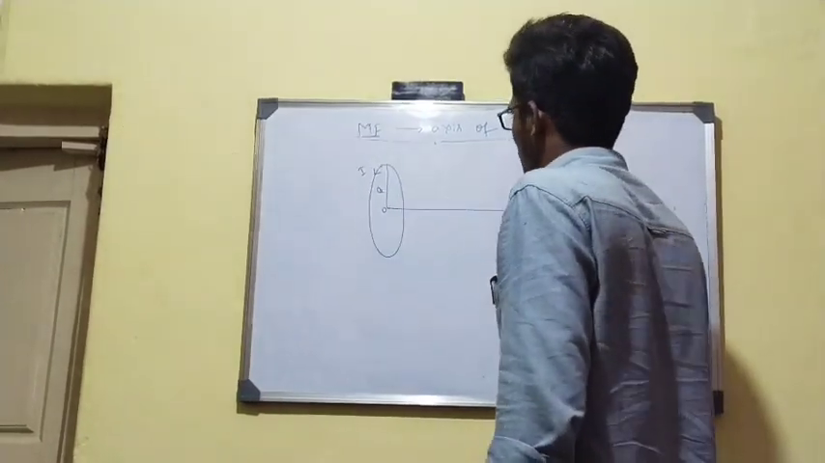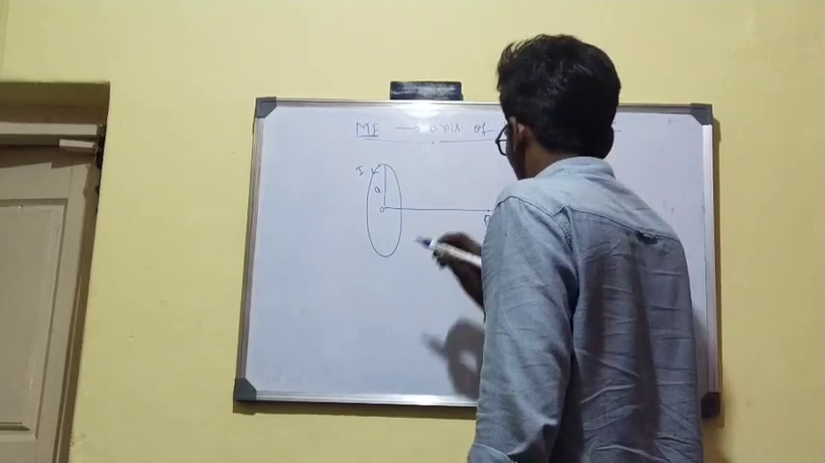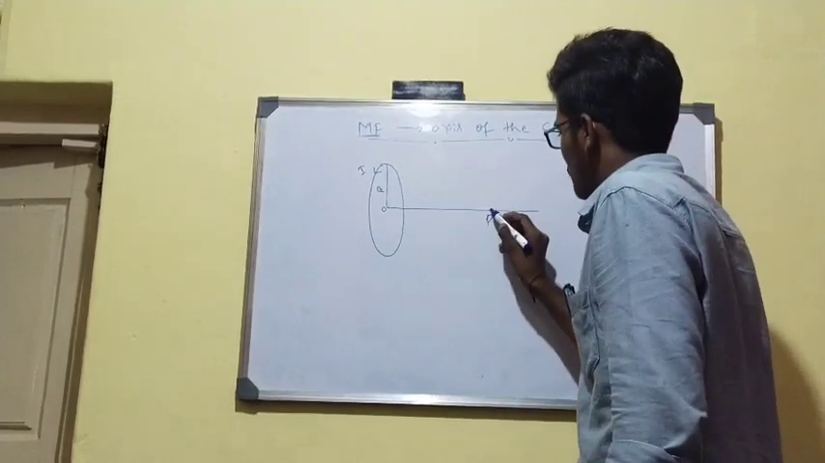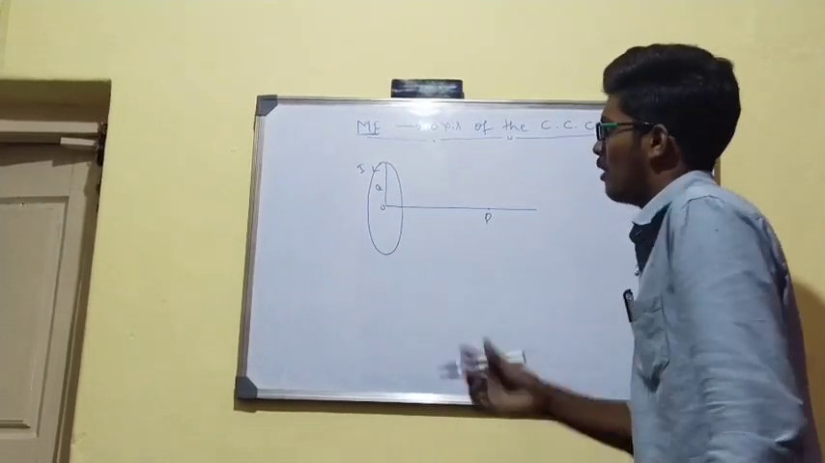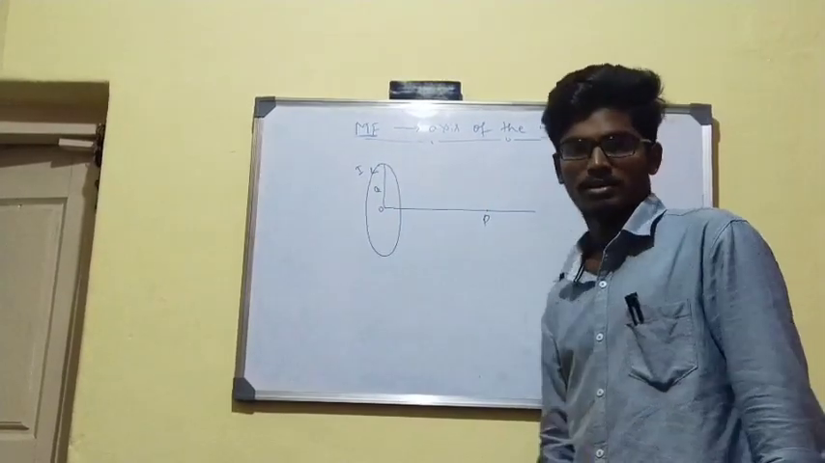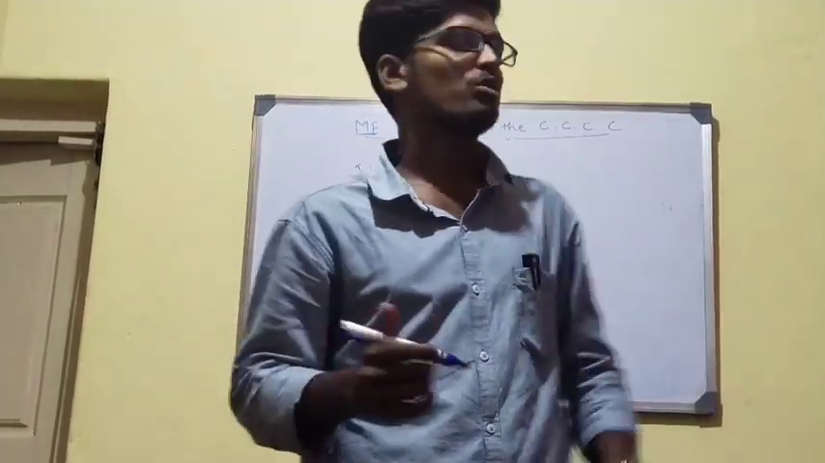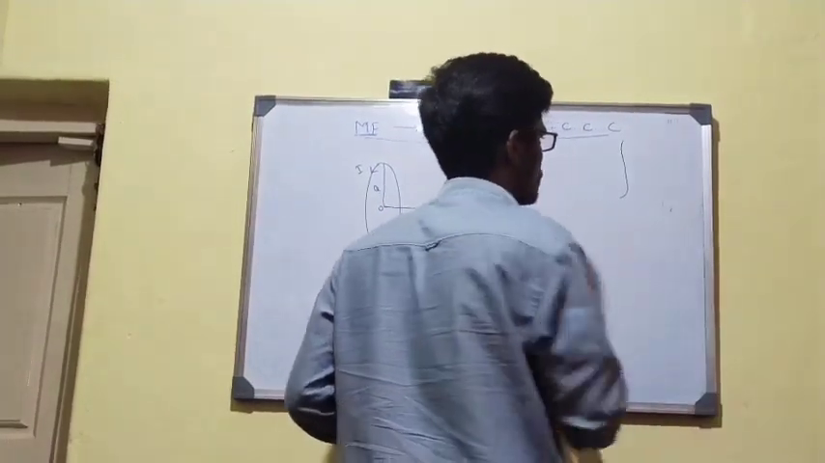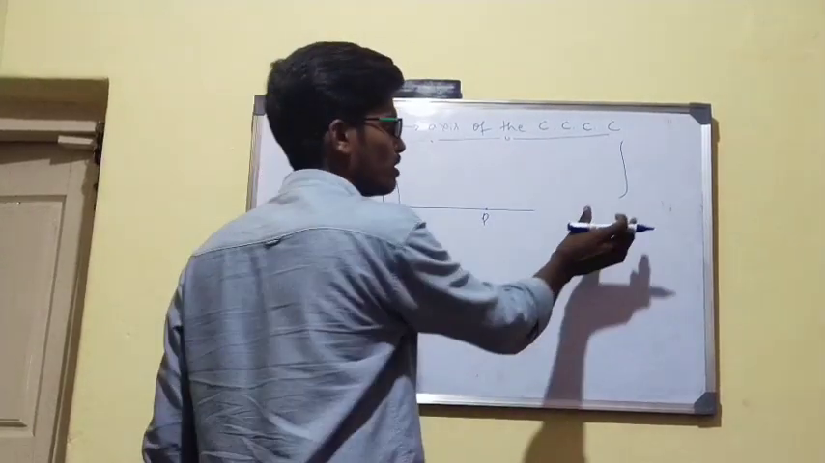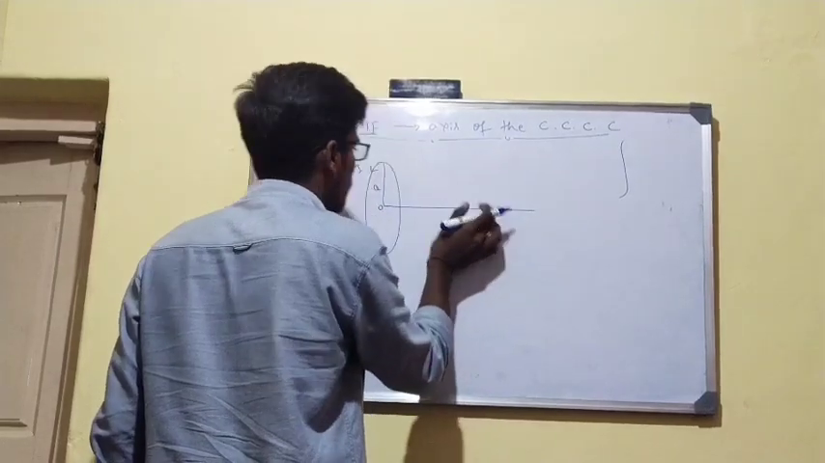Now, to find the magnetic field, first I have to consider some point on the axis. Let me consider P as the point where I am going to find the magnetic field. So, how are we going to find the magnetic field at P because of the current in the circular coil? For that, I have a tool, that is Biot-Savart's law.